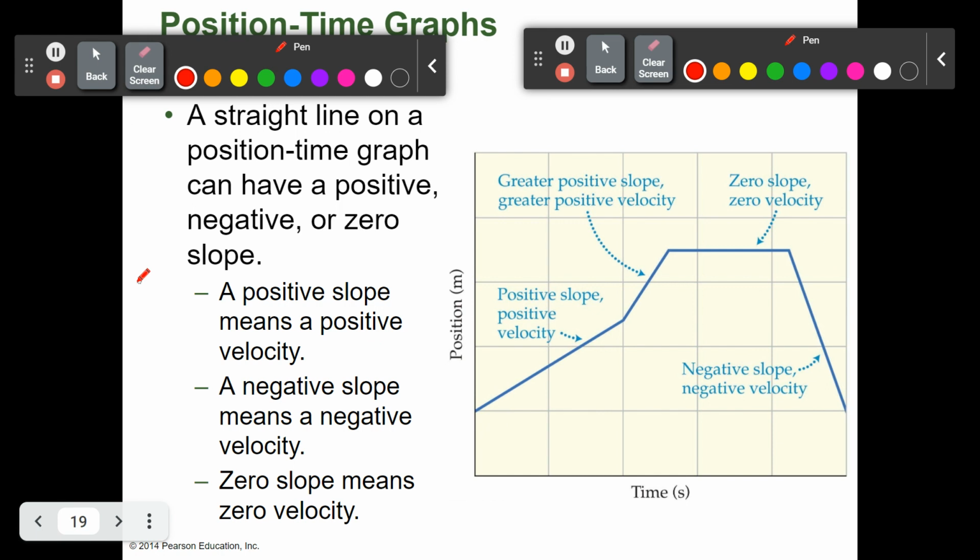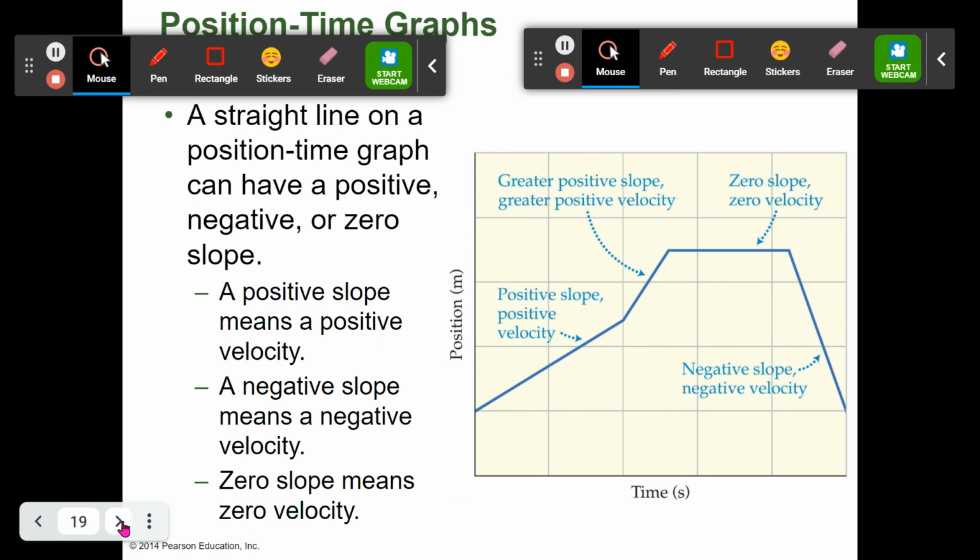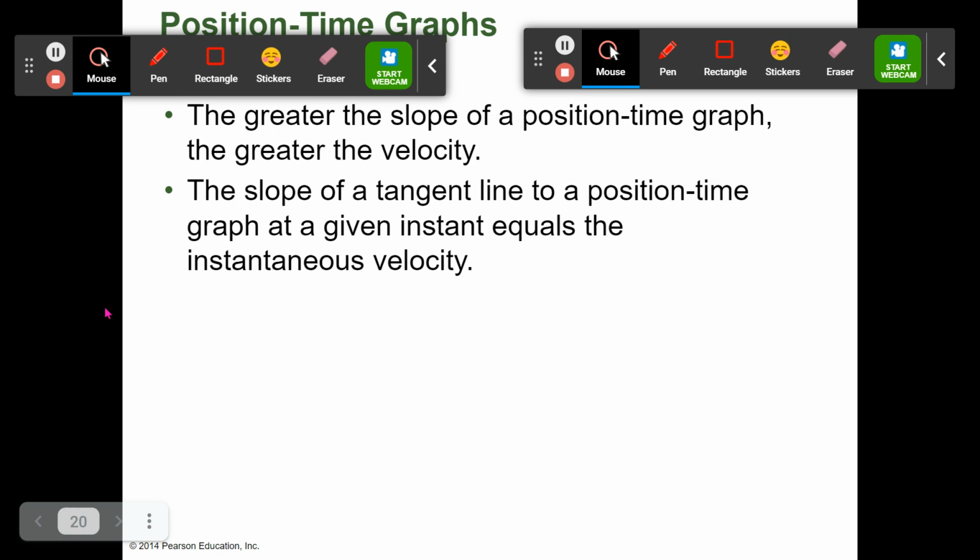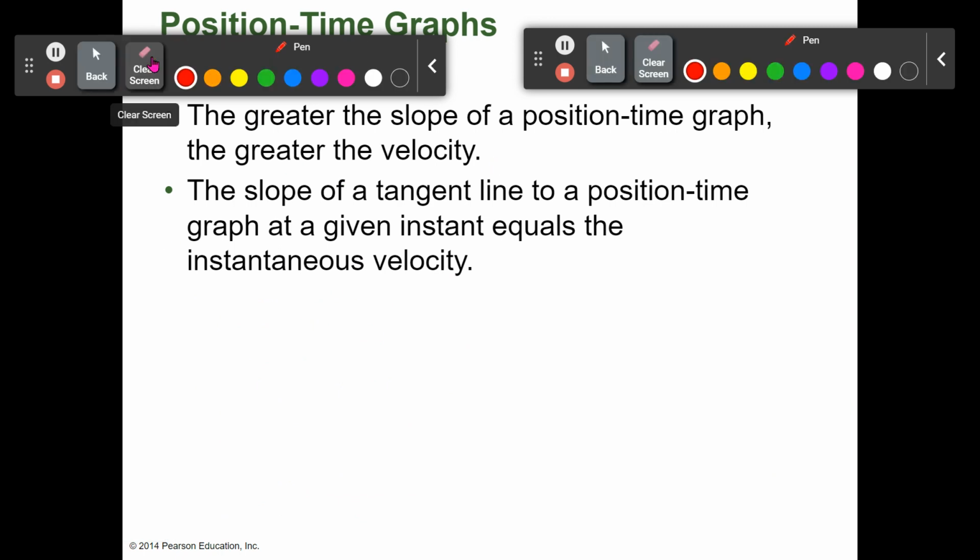Okay, let's look at the next slide. I'm probably getting ahead of myself in here too. There we go. The greater slope means a greater velocity. So greater slope means greater velocity. And instantaneous velocity, we talked about that a little bit. And we said it's the velocity at a particular second or a particular instant in time. And the way we find that is we find the slope of a tangent line.